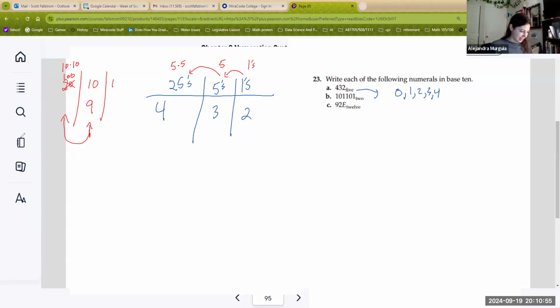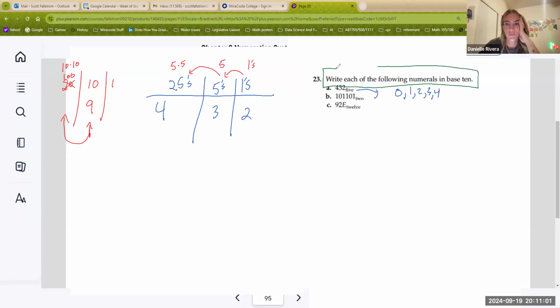Okay, Danielle, do you know what to do after this? What is your next step? I'm blanking. If you are too, that's okay. Write all of them in base 10. Which one are we writing right now? 432 in base 5. Good job, Alex. Write them in base 10.